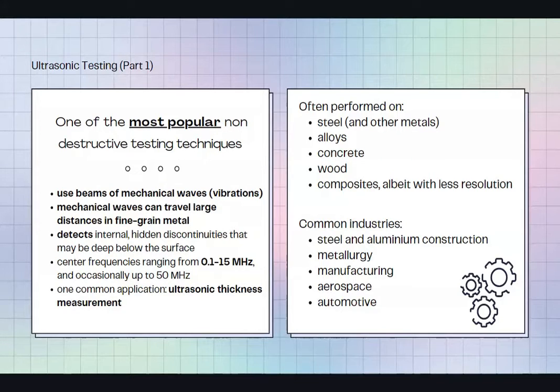One common application is ultrasonic thickness measurement. It is often performed on steel, alloys, concrete, wood, and so on. The common industries are steel and aluminum construction, metallurgy, manufacturing, aerospace, and automotive.